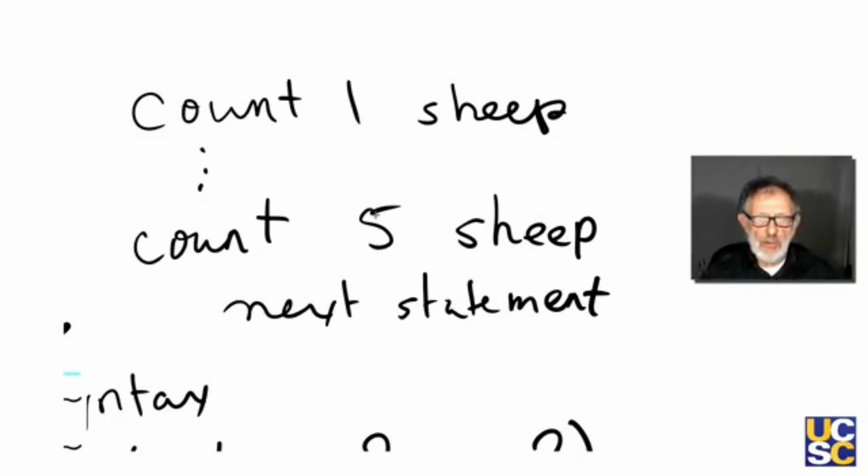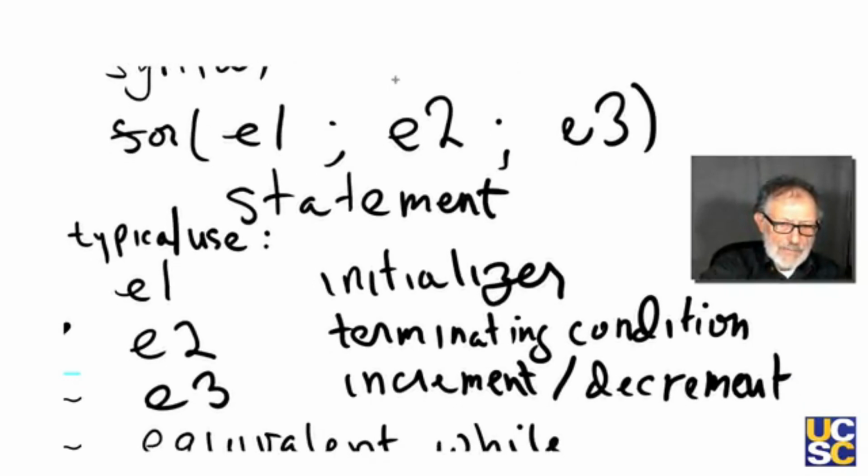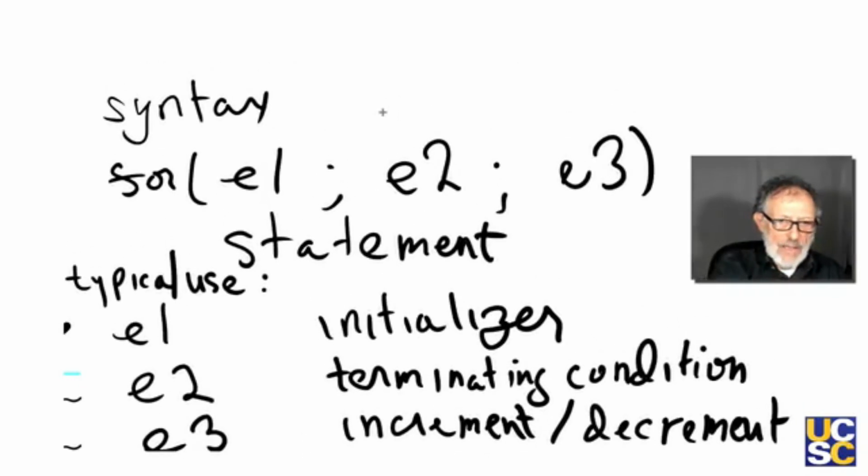Okay, so that was a simple for statement. Now let's look at the general syntax of that for statement. Keyword for, expression 1, semicolon, expression 2, semicolon, and then expression 3. And then the statement that's being executed, which frequently is a compound statement, or a block, namely some series of statements that are enclosed in braces.